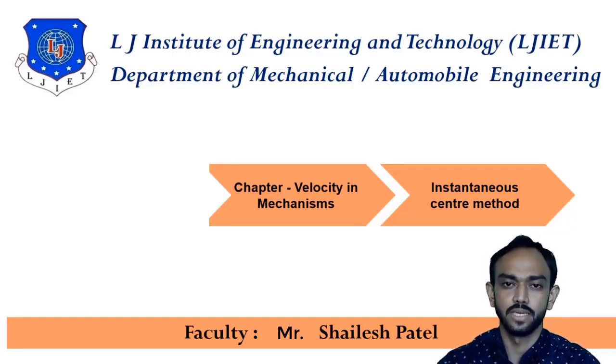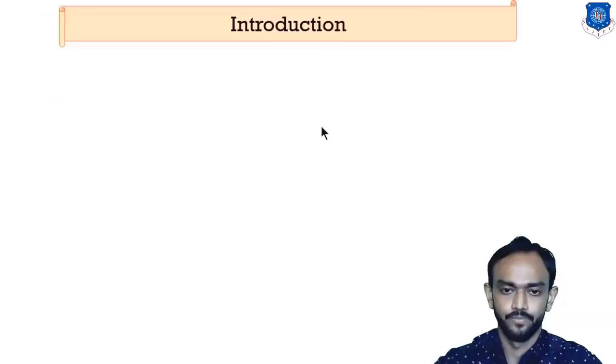Myself Professor Patel, and today we are going to start a new topic which is a part of our last chapter, velocity in mechanism. There are two methods: relative velocity and the instantaneous center. Right now we are going to start the instantaneous center method for finding the velocity of any point or any component of a mechanism. Okay, let's start.